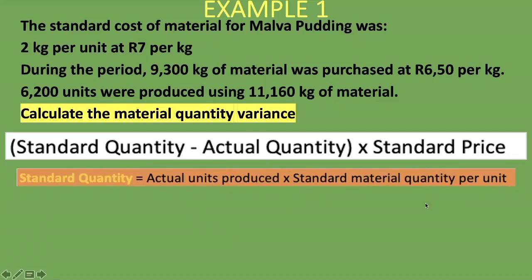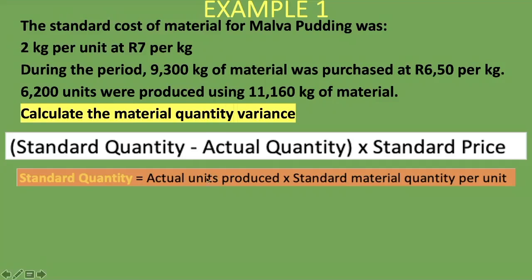So here's how it looks. Our actual units produced. How many units did we produce? Well, we're told that 6,200 units were produced using 11,160 kg of material. So we know that we produced 6,200 units. That is the actual units produced, and we multiply that by the standard material quantity per unit. In other words, how much material did we anticipate to use for each unit? We are told the standard cost of material for Malva pudding was 2 kg per unit. So we anticipated to use 2 kg for each unit that we produced.